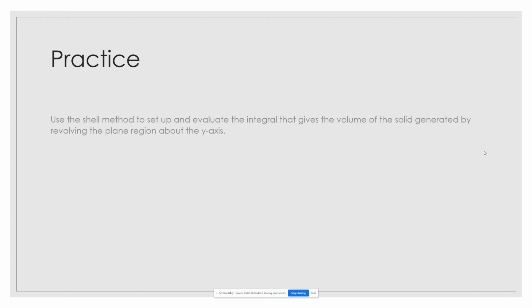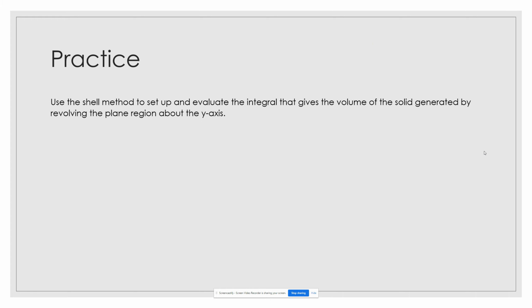Okay, so we are going to use the shell method to set up and evaluate the integral that gives the volume of the solid generated by revolving the plane region about the y-axis. And then here are our equations. y equals 1/2 x cubed, y equals 0, and x equals 3. And the first step is always to draw, so to graph. So always graph first. And that's going to allow you to see what is the region that I'm rotating, because the region helps you figure out what shape you're going to make.